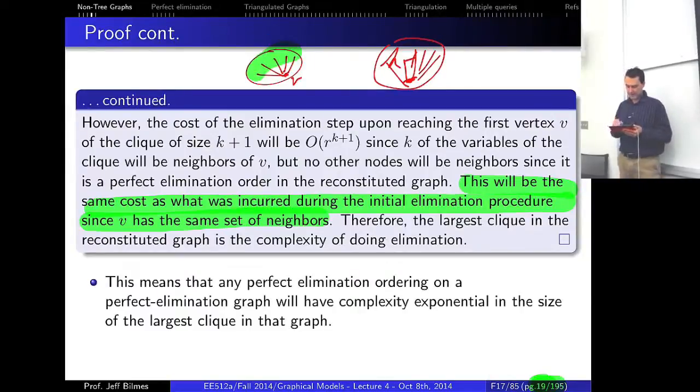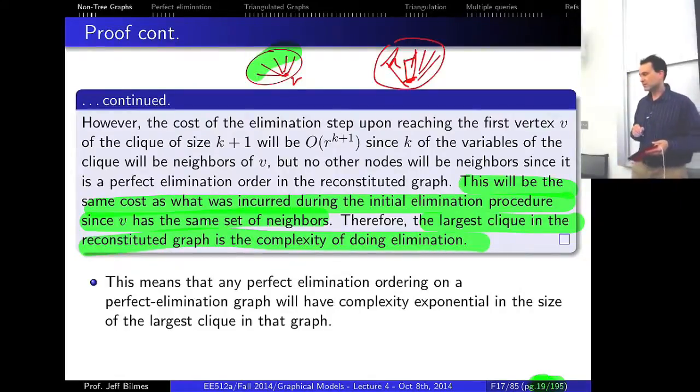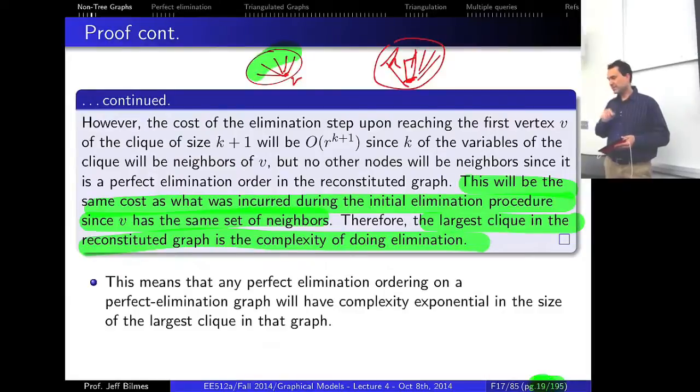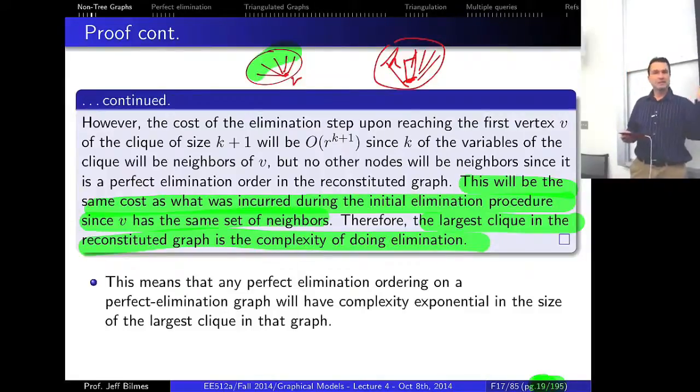So the largest clique in the reconstituted graph is the complexity of doing elimination. This means that any perfect elimination ordering on a perfect elimination graph... So what is a perfect elimination graph? A perfect elimination graph is a graph that has a perfect elimination order. And any perfect elimination order on a perfect elimination graph will have complexity equal to the size of the largest clique. No matter what, we're eliminating all of the variables, so at some point or another we're going to hit that largest clique. The first variable of that largest clique is going to have that complexity. Okay.